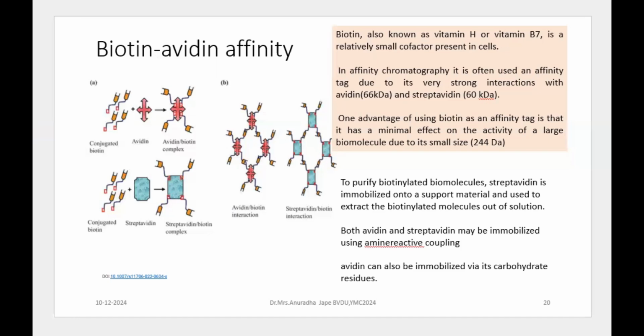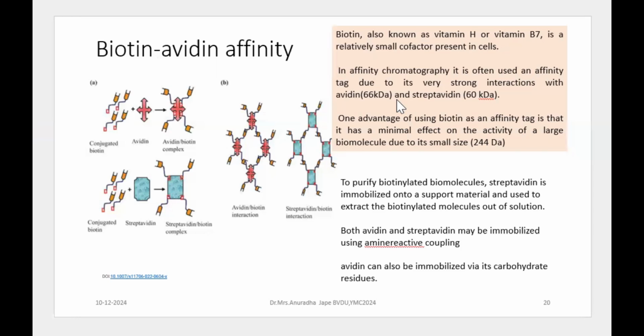Now, avidin is a molecule which is bigger in size, that is 66 kilodalton, as well as streptavidin, which is a 60 kilodalton molecule. What is the difference? The glycan groups are there in avidin, so it is a comparatively bigger molecule.